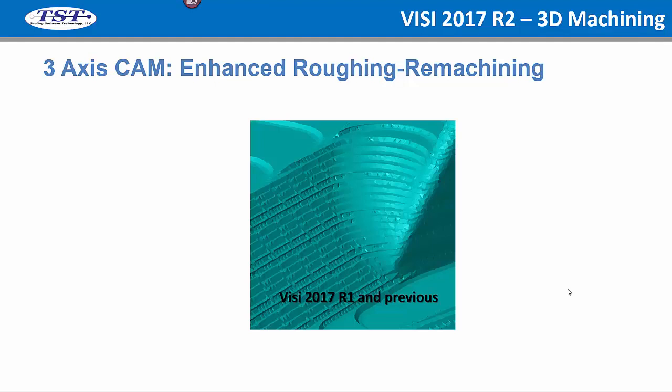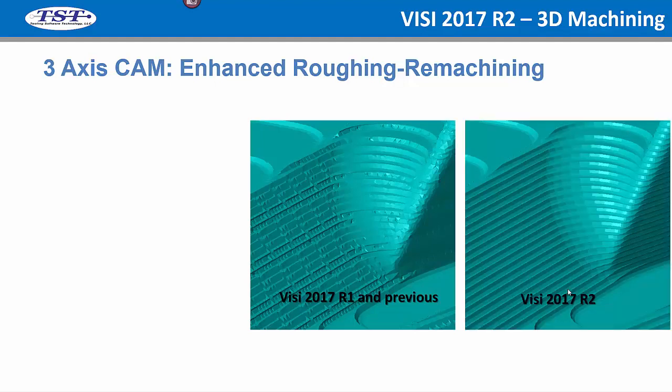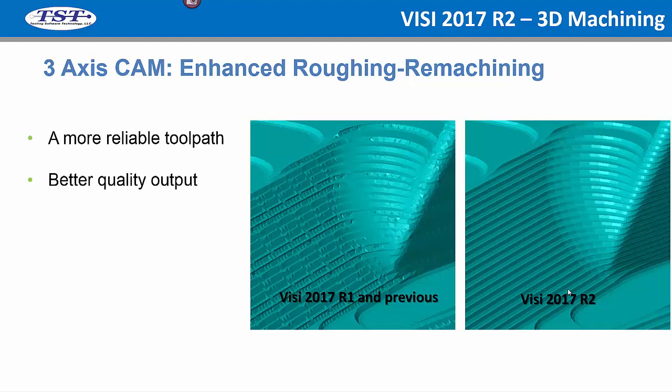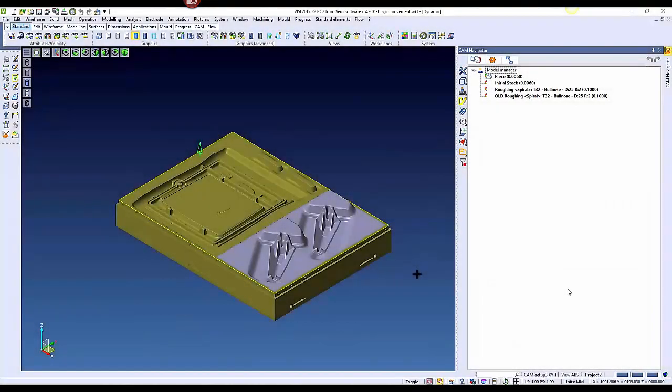So let's take a look at that enhanced roughing and remachine. So what you're going to see is a way better dynamic stock that's going to be created. A lot of these little areas could cause our toolpath to kind of go and dance in an area where it might have not been so desired. So it's obviously a more reliable toolpath because of that, a little bit better quality output, and improved residual stock. Let's take a look at some of that.